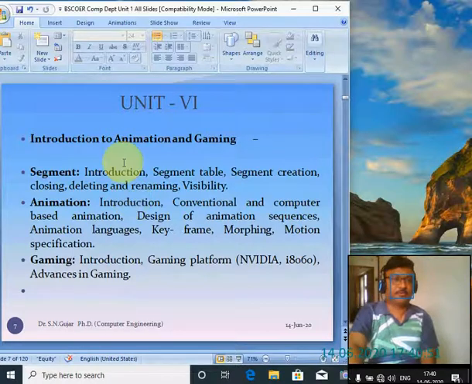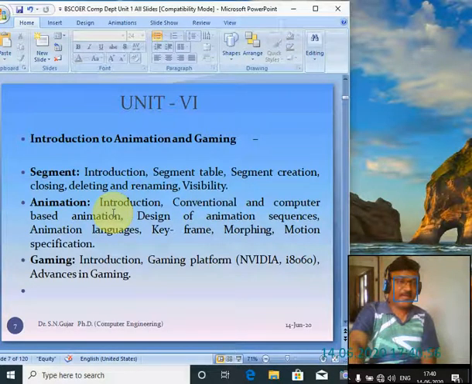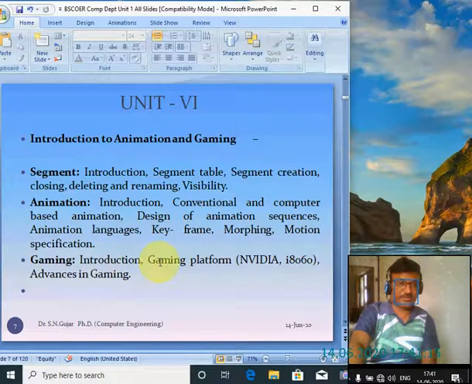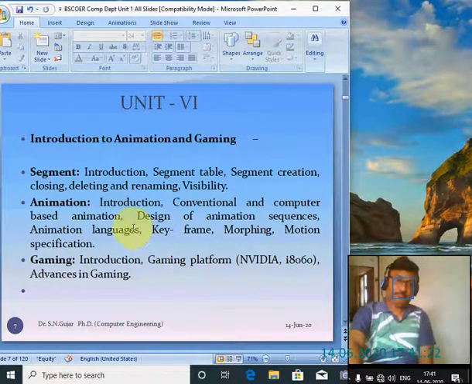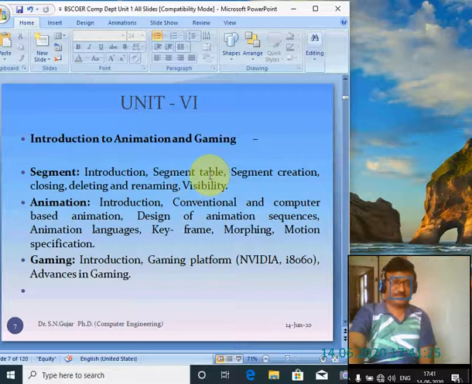Segment means that you have to put everything in the segment table: segment creation, closing, deleting, and renaming segments. And then come to the animation, conventional and computer-based animation that you have to design. Design animation sequences, animation language, keyframe, morphing, and motion specification. By using this you can develop your own animation, and you have to utilize that for gaming. So the gaming platform NVIDIA, that you have to use, and advanced gaming. So these are all the contents that you are going to learn in unit number 6.